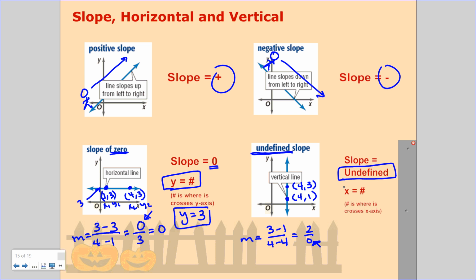Vertical lines are always written in the form of x equals a number, and that value is wherever your vertical line crosses your x-axis. So you can see that of the points I wrote in this scenario, they all have x's of 4 because that's where I'm saying it crossed the x-axis. So the equation of this line would be x equals 4, which I'm not able to write right now, but x equals 4 would be that vertical line's equation. So those are special scenarios, slope of 0 and undefined slope, that you will be expected to know.